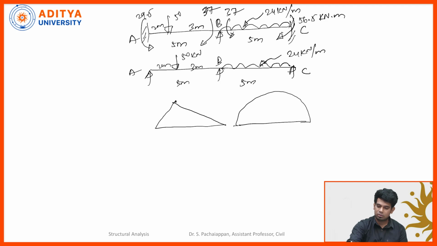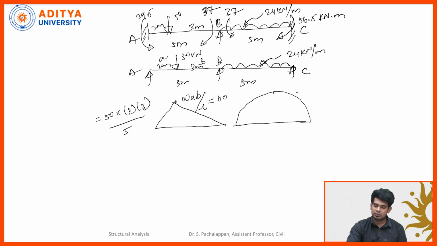Now we are going to calculate the maximum positive bending moment. Since it is span AB, the load is eccentric. We need to use WAB by L. This is the formula to compute the maximum bending moment for an eccentric load. If I substitute 50 here, this is the a value and this is the b value. So 2 multiplied by 3 divided by L, which is 5, we will get the value 60 kilonewton meter.